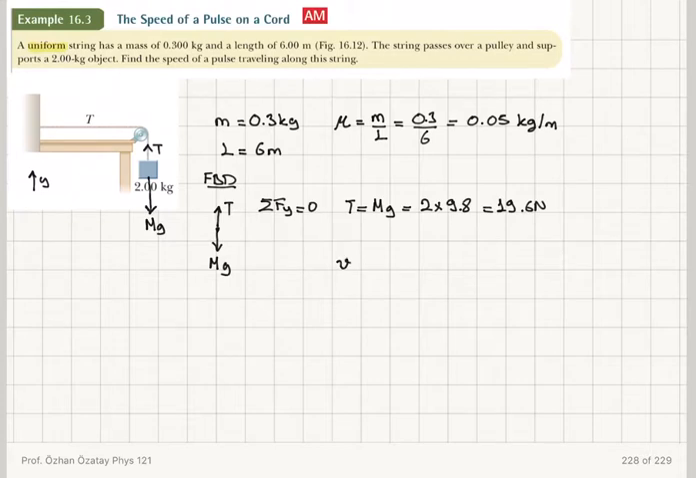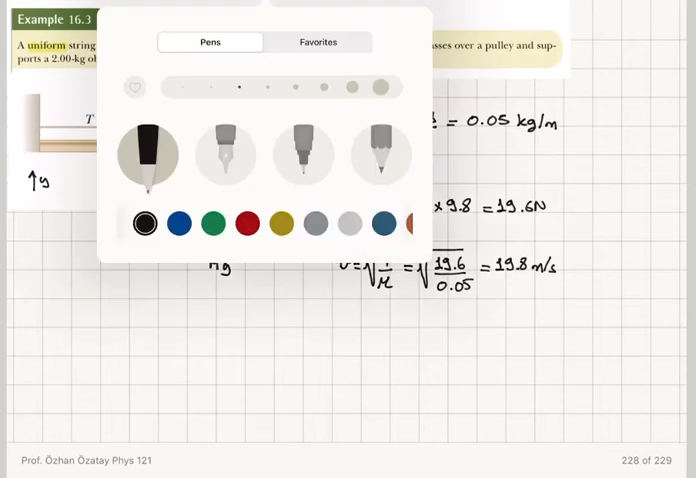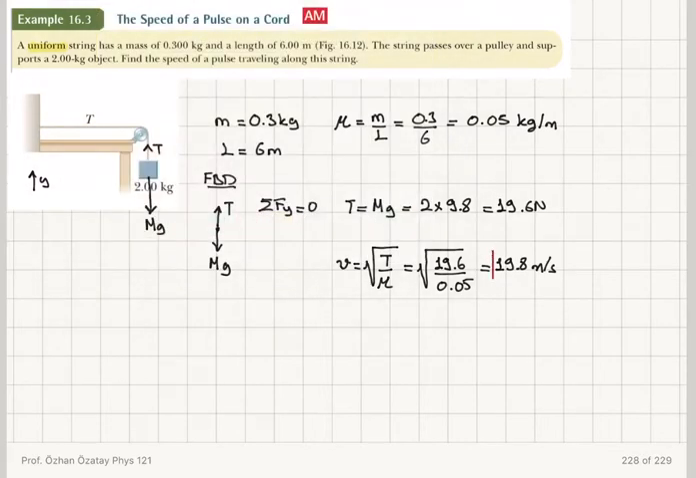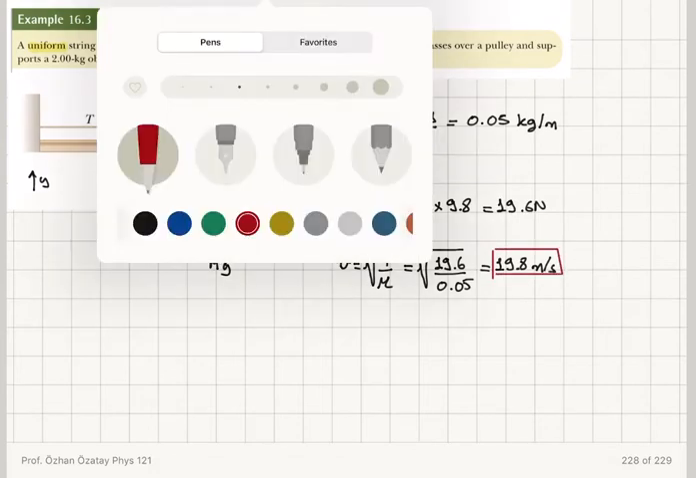Well, the speed of a pulse traveling on a string is the square root of tension divided by mass per unit length. So this will be equal to the square root of 19.6 divided by 0.05, and the answer is 19.8 meters per second for the propagation speed of a pulse on this cord.